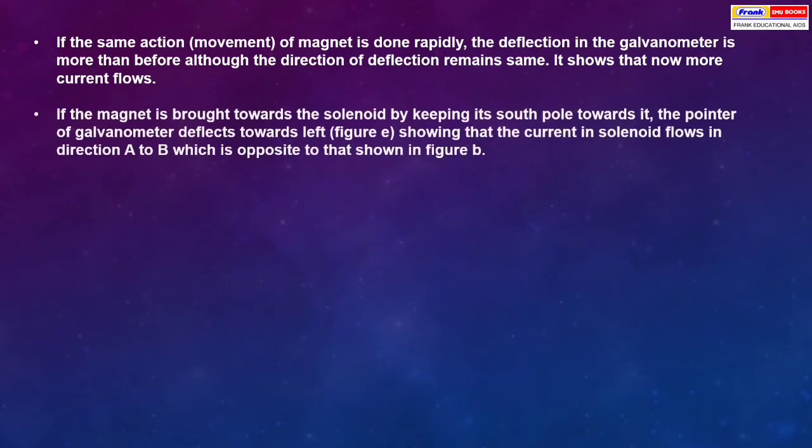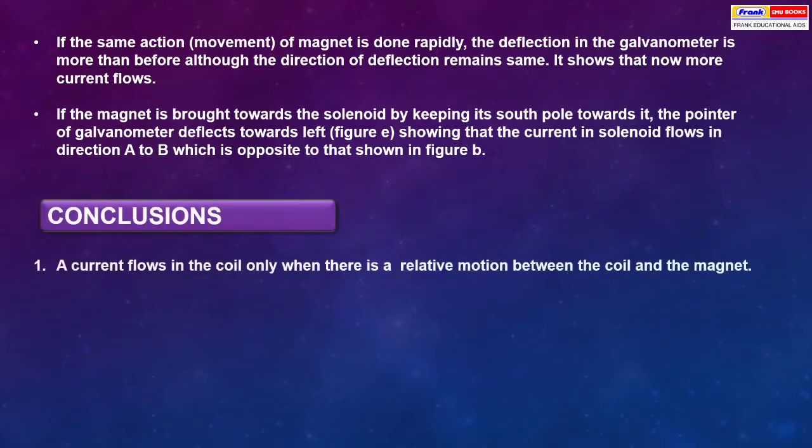If the magnet is brought towards the solenoid by keeping the south pole towards it, the pointer of galvanometer deflects towards left, figure E, showing that the current in solenoid flows in the direction A to B, which is opposite to that shown in figure B.